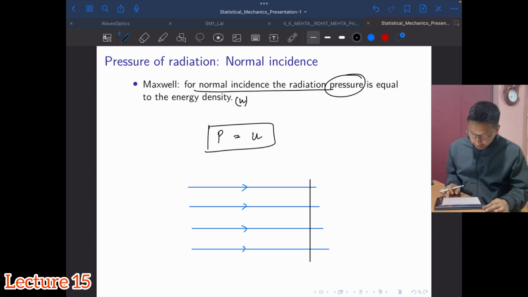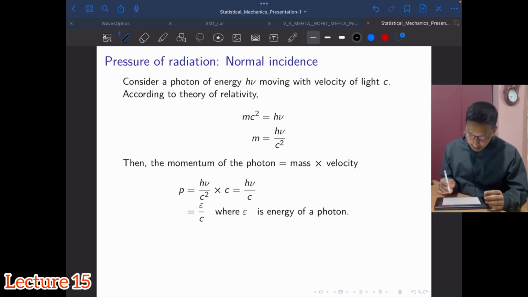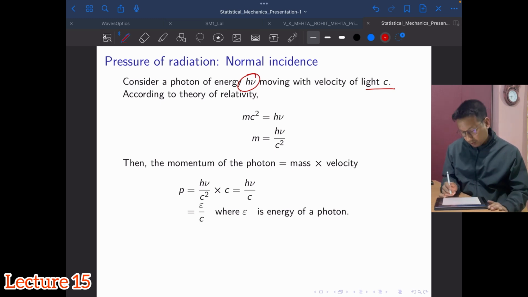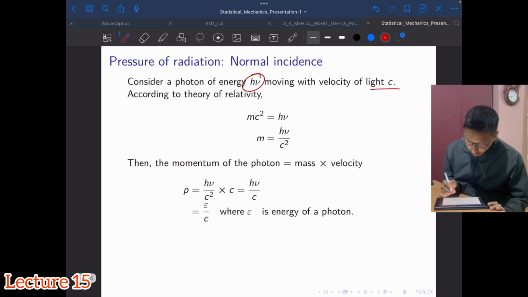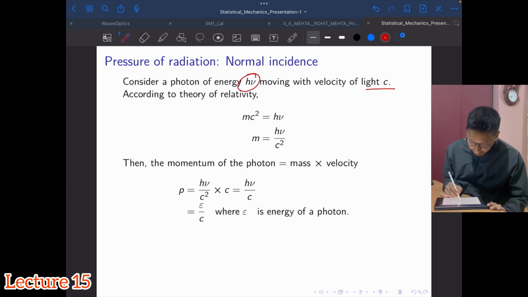All right, so let's consider a photon of energy h nu, which is moving with the velocity of light, that is c. According to the theory of relativity, and you all know this part, the energy of the photon is mc squared, where m is the mass of the photon and c is the velocity of light. So mc squared equals h nu, that is the energy of the photon, and so the mass of the photon is given by this.